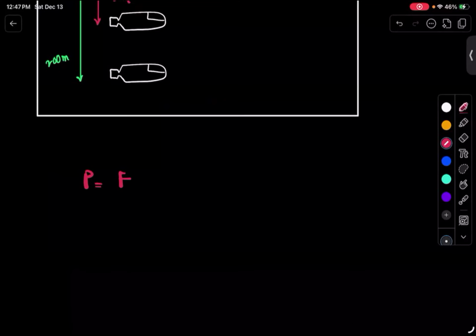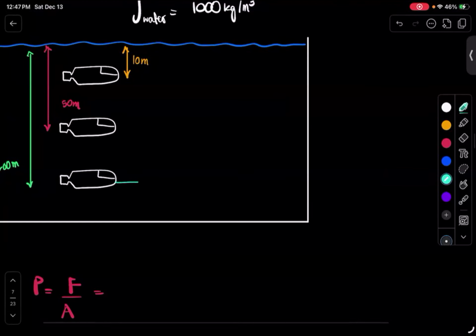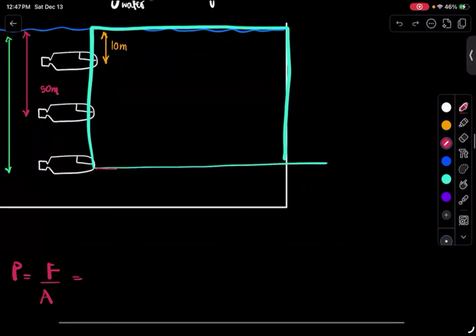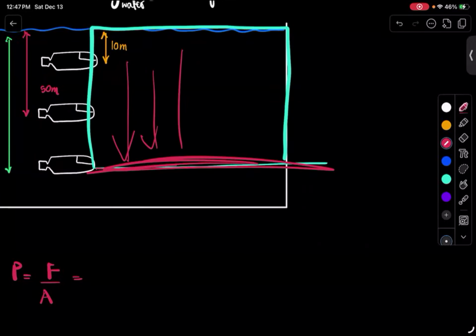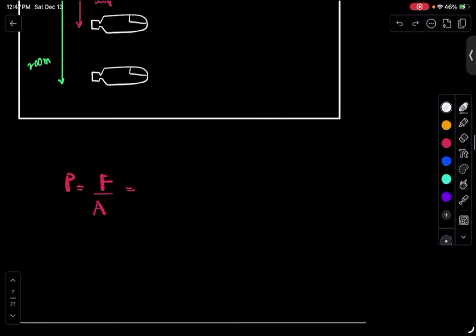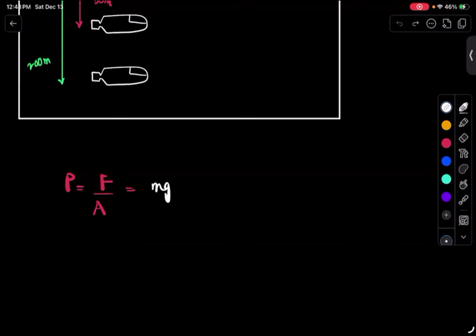If pressure is equal to force per unit area, right? Now, force is just equal to the weight of the fluid, okay? Because, for example, if you take this section, then the pressure at this point, right? What is the force being exerted at this point? It is going to be the weight of all of the fluid that is above you, right? So then the force must be the weight of the fluid that is above you. So that means mg divided by the area.